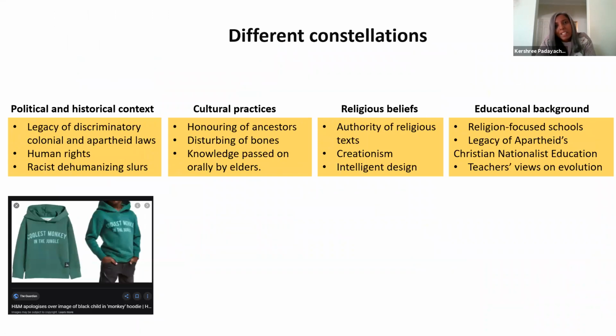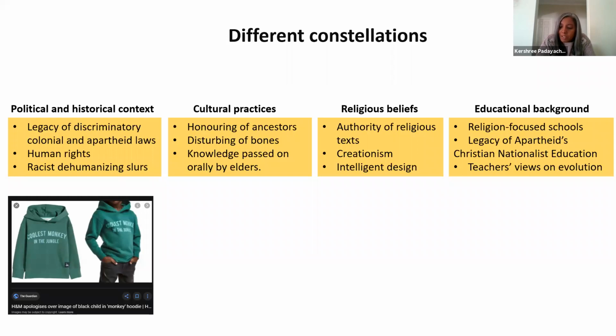So just to highlight some of the different constellations that come into play, and linking very much to the diversity in the classroom, in South Africa we have quite an interesting political and historical context. We have a legacy of colonization, we have the history of apartheid as well. And so there are these double whammies that have influenced the way people see themselves in relation to others, and very deep-seated issues when it comes to the ideas that underpin things like apartheid and colonialism.